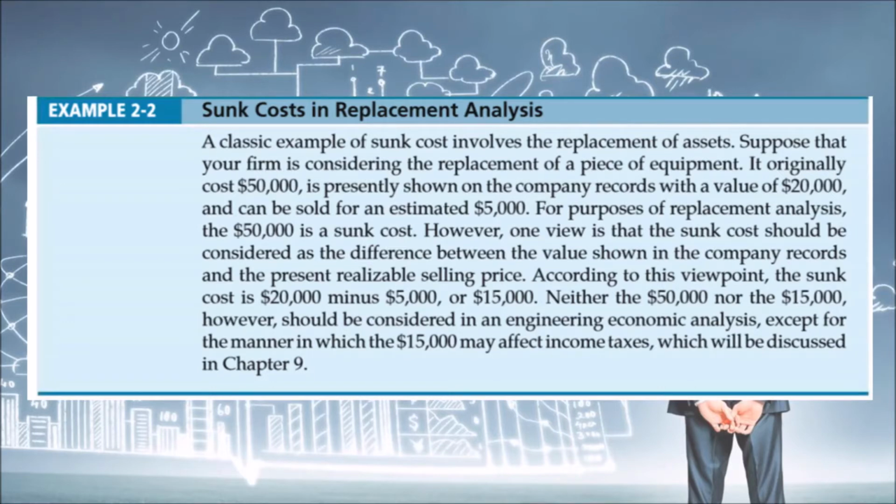However, one view is that the sunk cost should be considered as the difference between the value shown in the company records and the present realizable selling price. According to this viewpoint, the sunk cost is $20,000 minus $5,000, or $15,000. Neither the $50,000 nor the $15,000, however, should be considered in an engineering economic analysis, except for the manner in which the $15,000 may affect income taxes, which will be discussed in the succeeding chapters.